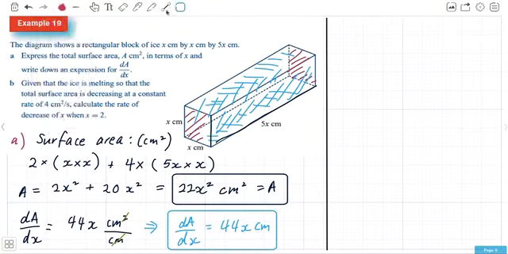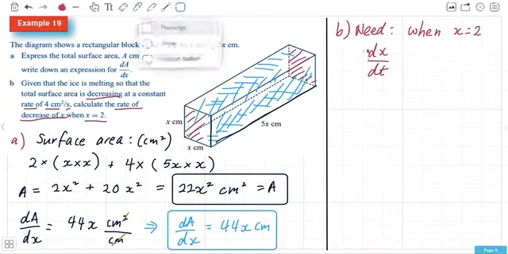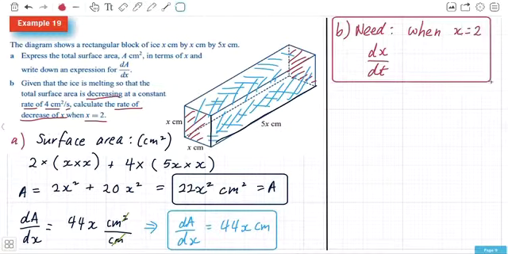For the second part, you can see there that it's asking, given that the ice is melting, so the total surface area is decreasing at a constant rate of 4 centimetres squared per second, calculate the rate of decrease of x when x is equal to 2. So what we need is, when x equals 2, we need the rate of decrease of x, so dx, and you can see there that it's not really telling you any information about what you need to decrease with respect to, so that would be dt, so with respect to time. So that's what we're interested in, and I'll just put that there.